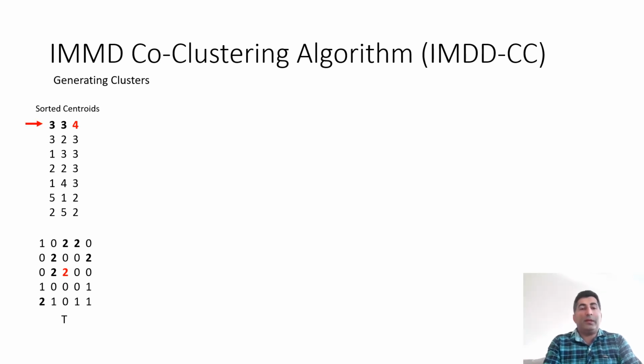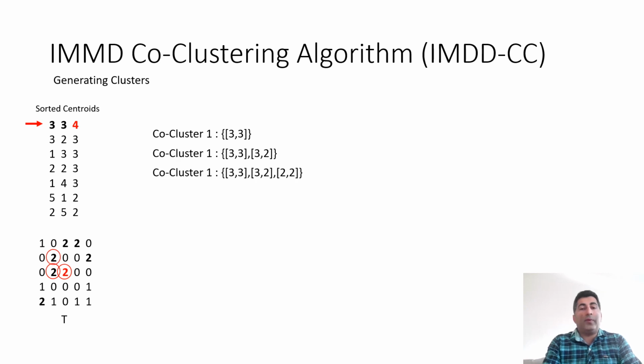Then we create co-cluster 1 with these elements. Then we look at that this item is connected to the previous column, so we add these to the co-cluster, and then from this we see that also this one is connected to the above row.